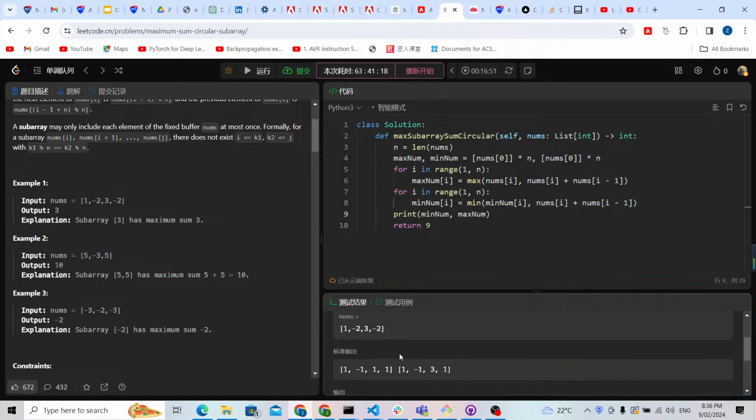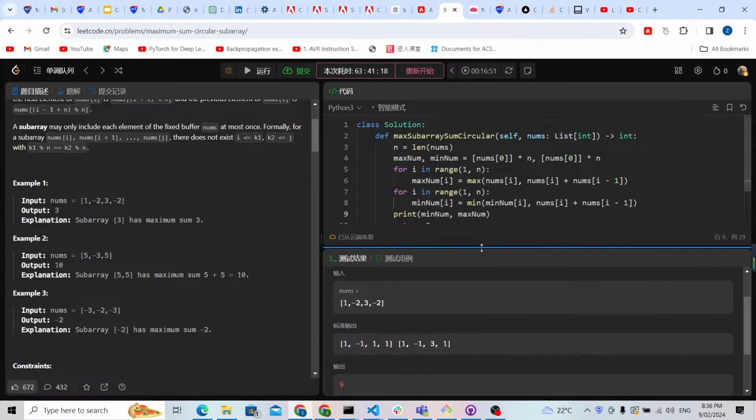Yeah, so let's check the first example. For this one, first of all, let's check the minimum of nums. First element, it is 1. If we have two elements, it's going to be minus 1, because minus 2 plus 1 gives minus 1 for the minimum. And if we have 3 values, it cannot be 3, because 3 plus minus 2 is 1.